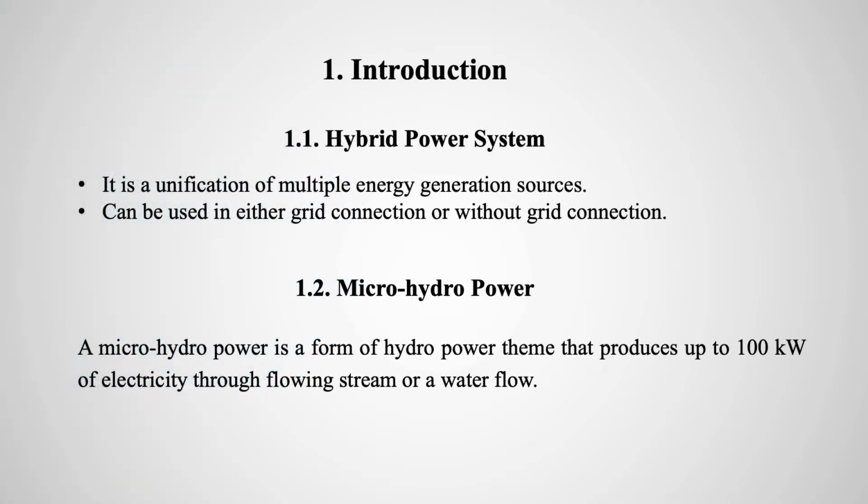So before going through this project, it is necessary to know about the hybrid power system. Basically, hybrid power system is such a technology that generates electricity from two or more sources, where the sources can be renewable or non-renewable. The main advantage of this power system is it can generate power from either one of the sources if the other source somehow fails to deliver power.